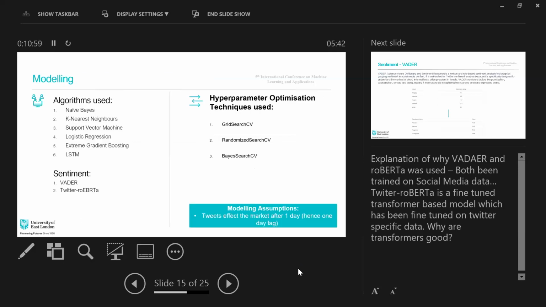So when it came to modeling, as you saw in the diagram, these are the 6 algorithms that I had used, as well as the sentiment. Once these algorithms were developed, we then went on to do hyperparameter tuning, which we did using grid search, randomized search, and Bayes search as well, which is a Bayesian approach. Again, the modeling assumption here is that the tweets affected the market after 1 day, hence the 1 day lag.